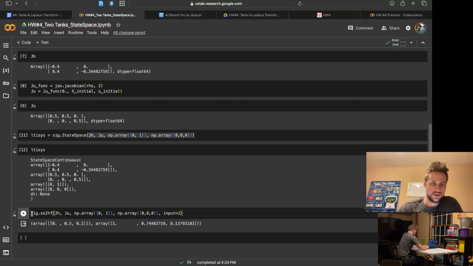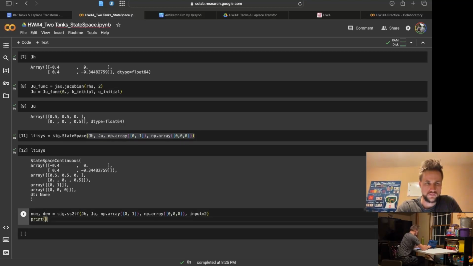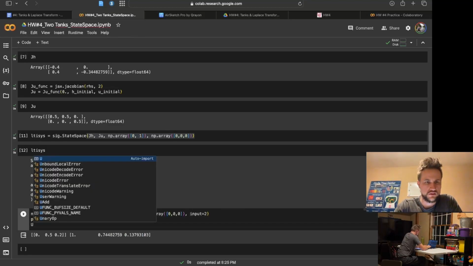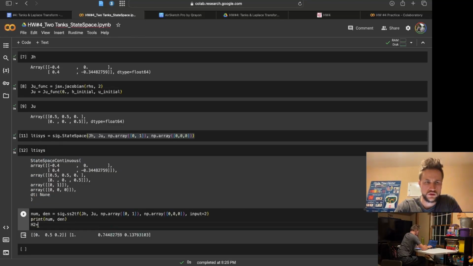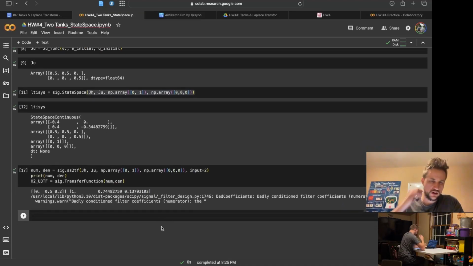Let's go ahead and name this. We are also going to specify this as a variable, the H2 to U3 transfer function, with the transfer function numerator and denominator. All right, so now these are the coefficients, and so let's go ahead and write this in here.